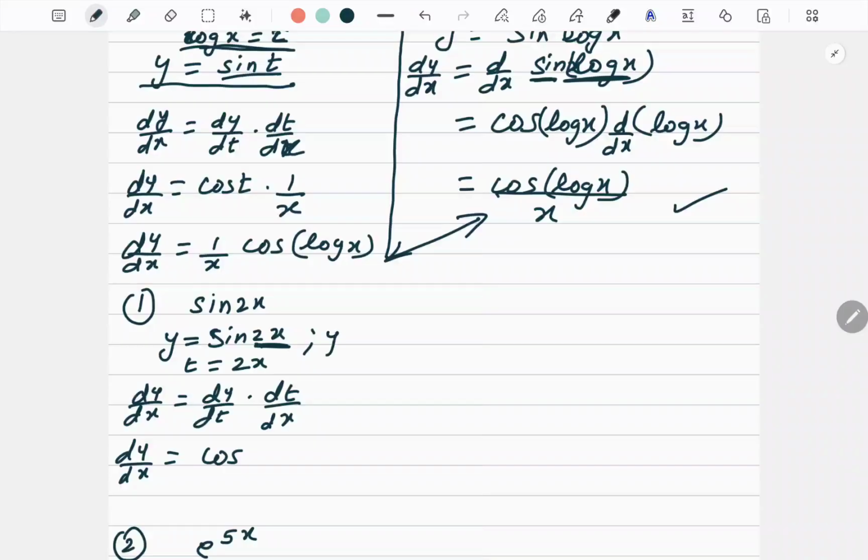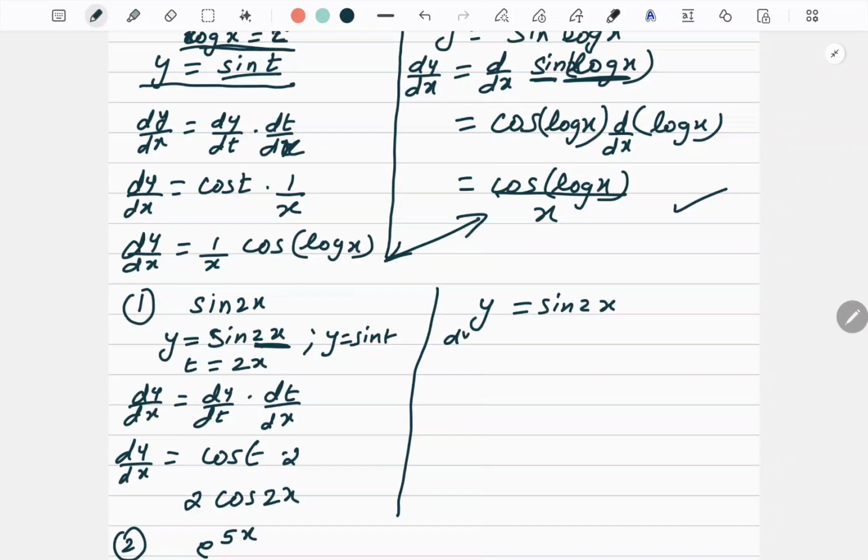Sorry, here you can write y is equal to sin t. So cos t, and dt by dx is equal to 2. So the answer becomes 2 cos t, which is 2 cos 2x. Now my method, which I like more: y is equal to sin 2x.